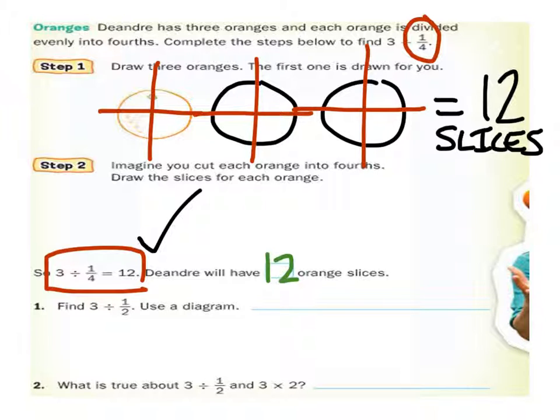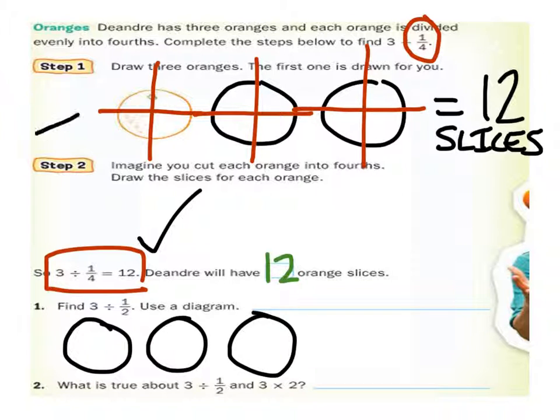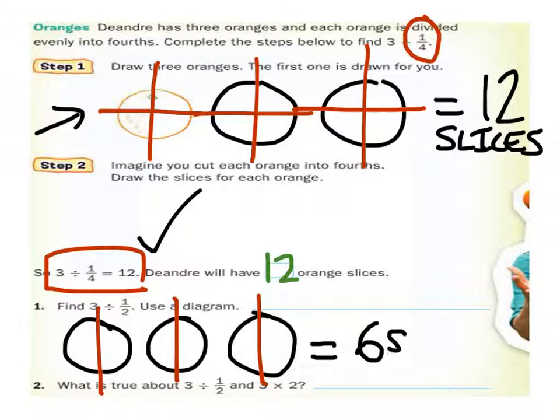So finding 3 divided by 1/2, let's use a diagram. Let's use the oranges again. 1, 2, 3. But notice up here we divided the oranges into 4 slices. How many slices am I going to divide these oranges into? 2. We're going to divide them into 2. Very good. So I just cut this one and cut and cut. Now what this lets me have is how many pieces of orange? Now I have 6. Okay, 6 slices.